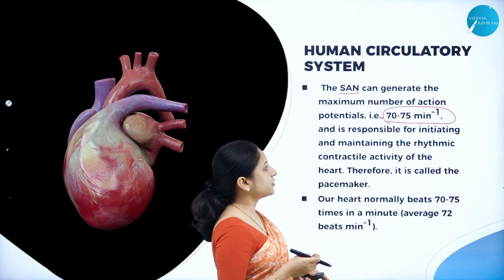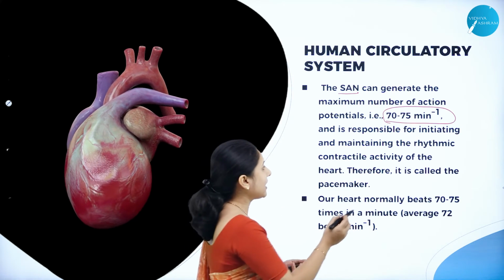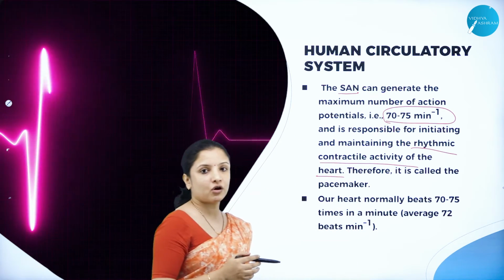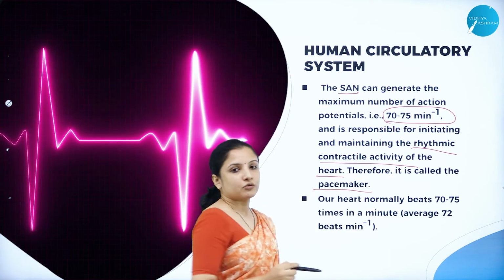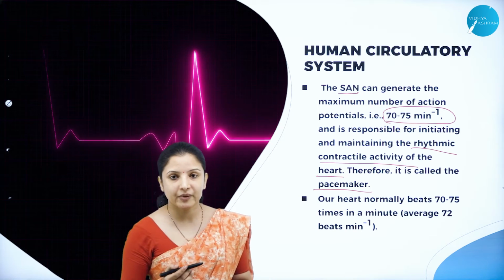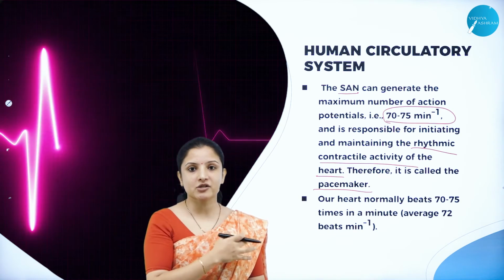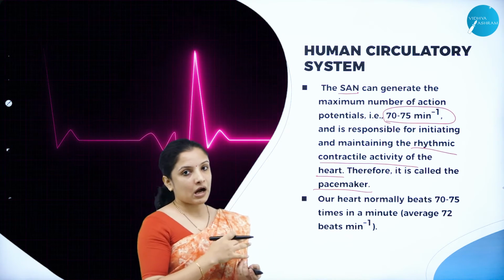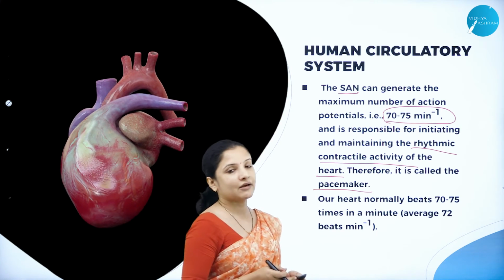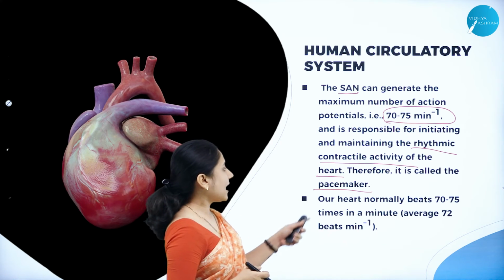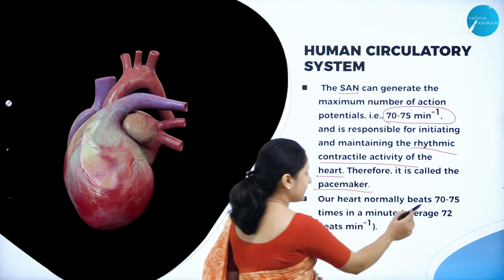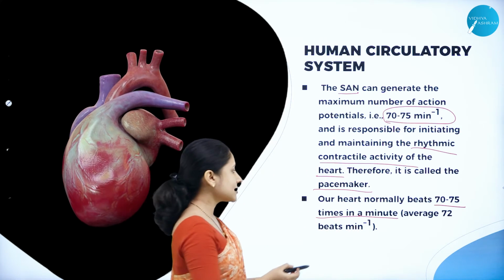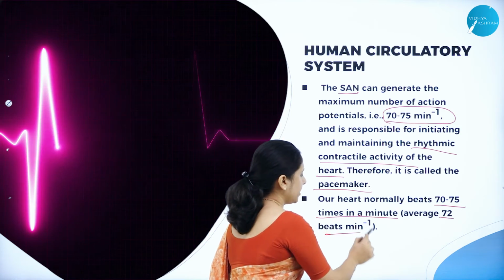And it is responsible for initiating and also maintaining the rhythmic contractile activity of the heart. Therefore, it is called the pacemaker. So why is this SAN called the pacemaker? Because it is the one that actually helps in maintaining the rhythmic beating of the heart. How many times? Around 70 to 75 times per minute. The heart normally beats 70 to 75 times in a minute, and the average is about 72 beats per minute.